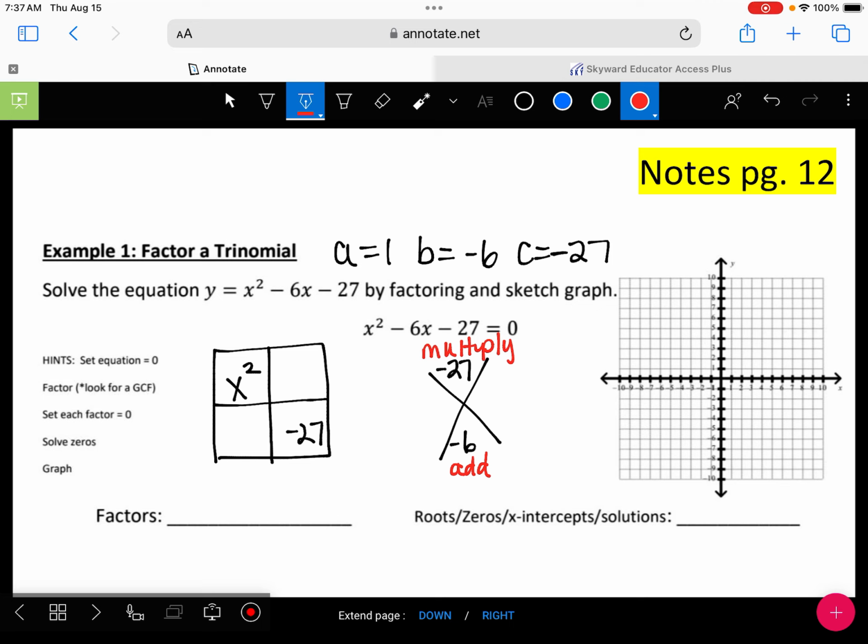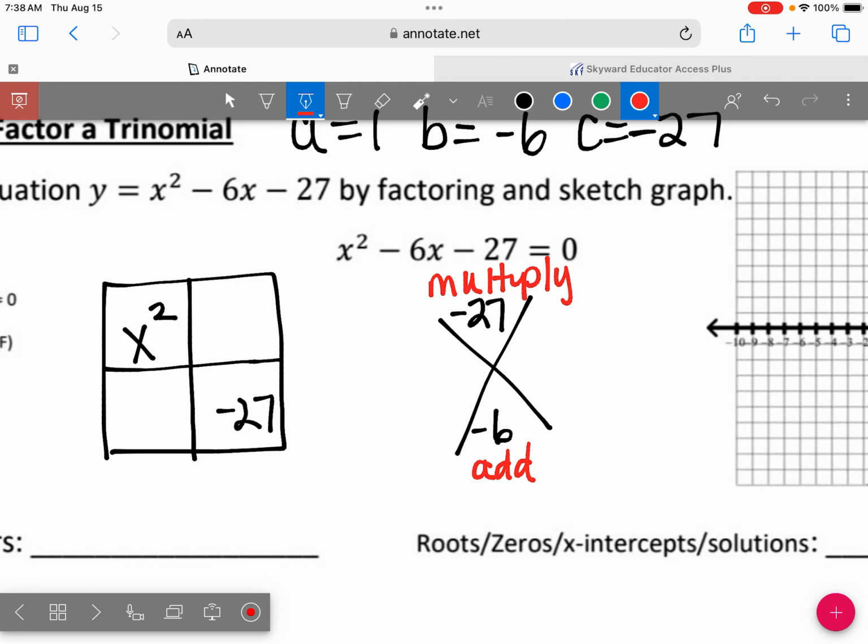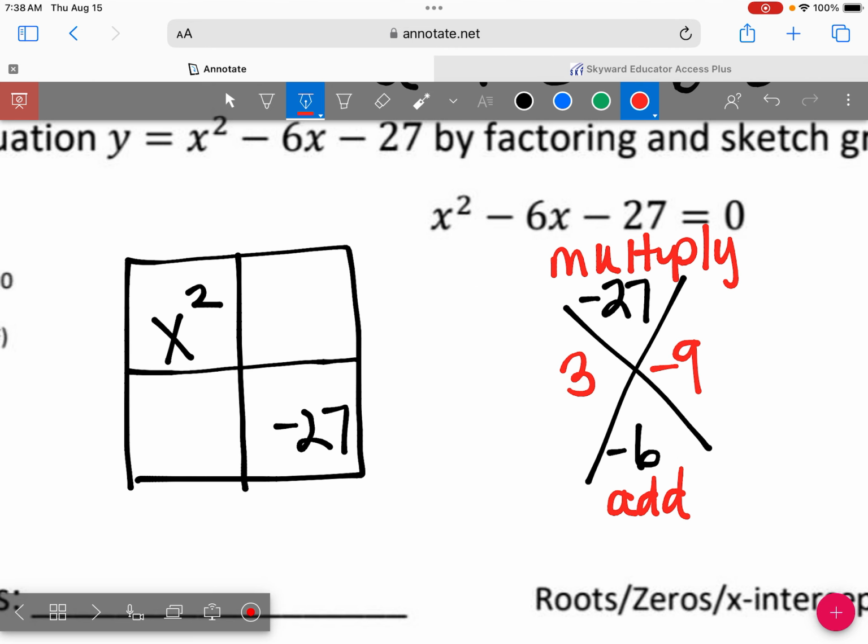All right, who knows my numbers? What would be my numbers that multiply to be -27 and add to -6? 3 times 9, and which one would be negative, the 3 or the 9? The 9. All right, so we have a -9x and a +3x.